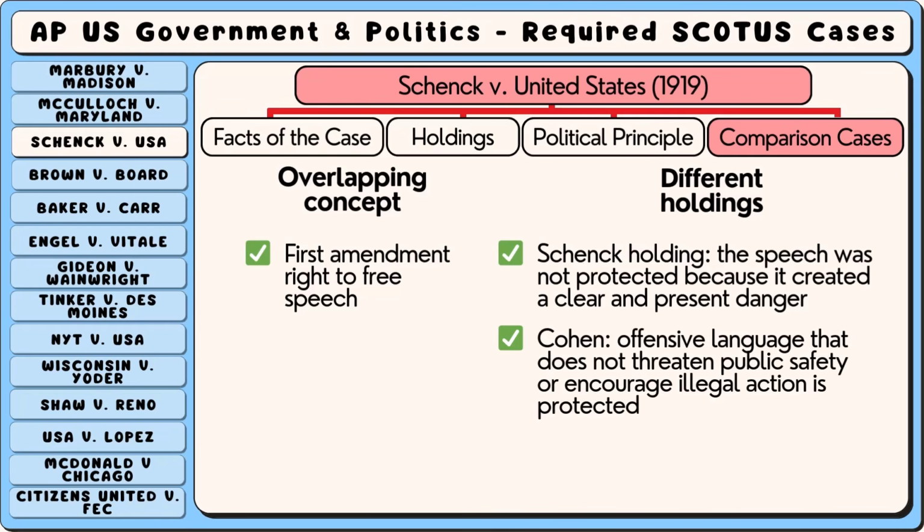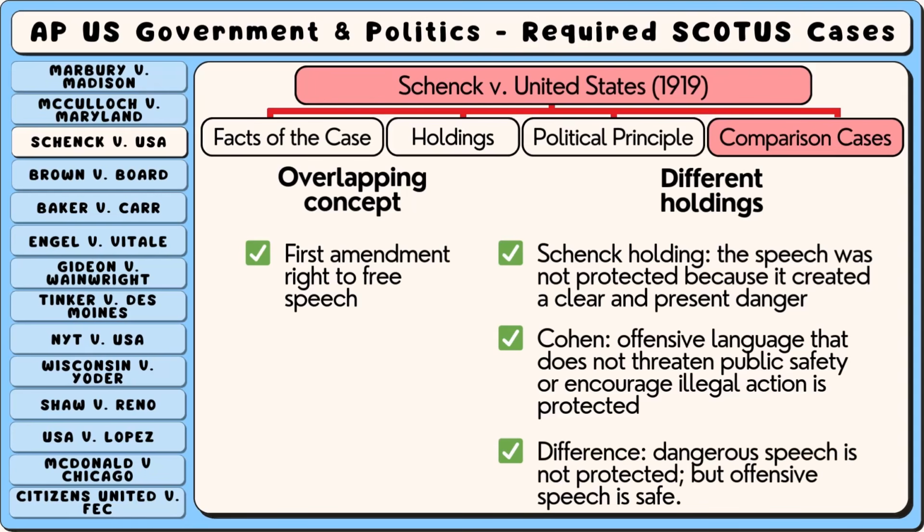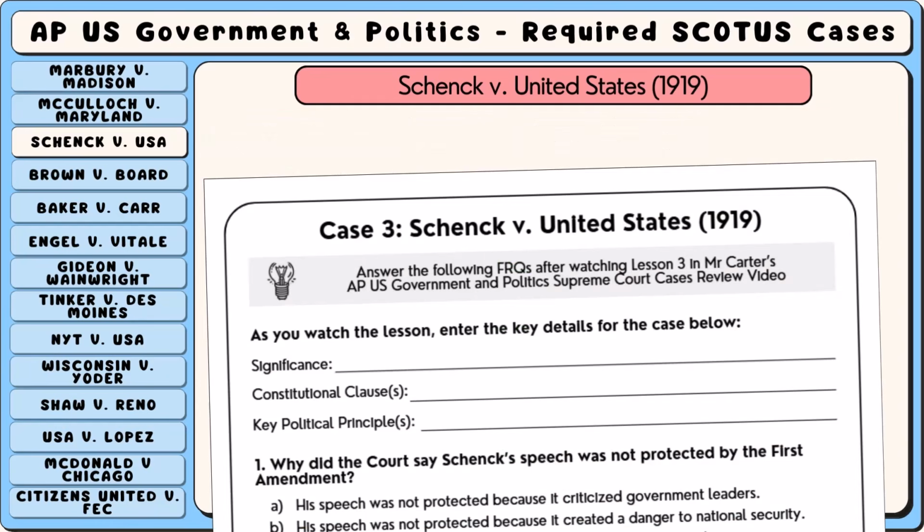The holding in Cohen versus California was that the speech was protected because, although it used offensive language, it did not threaten public safety or encourage illegal action. So, the holdings are different because Schenck's speech posed a danger and could be limited by the government, while Cohen's speech was simply an expression of opinion that did not create a security threat and therefore was protected by the First Amendment. Okay, that brings us to the end of this case.